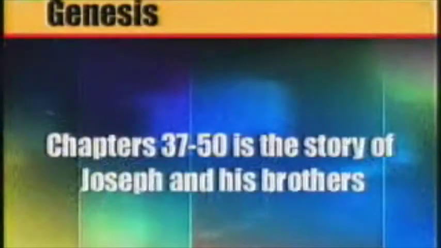Chapters 37 through 50 is the story of Joseph and his brothers. Joseph was Jacob's favorite son. His brothers became jealous and sell him as a slave in Egypt. There, Joseph is imprisoned, but after successfully interpreting Pharaoh's dreams over Egypt's food supply, he is made the 3rd ranking official in the kingdom. At first, Joseph hides his identity from his brothers who come looking for food, and later he brings his entire family to Egypt.